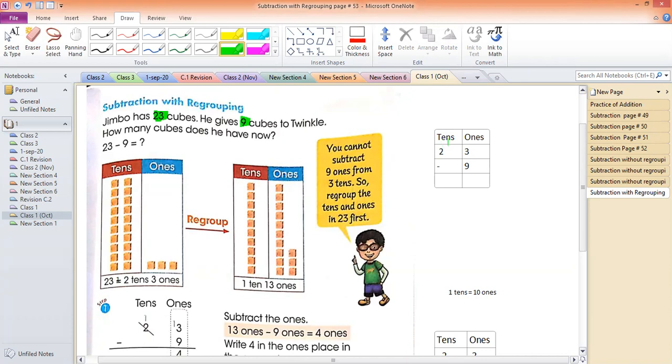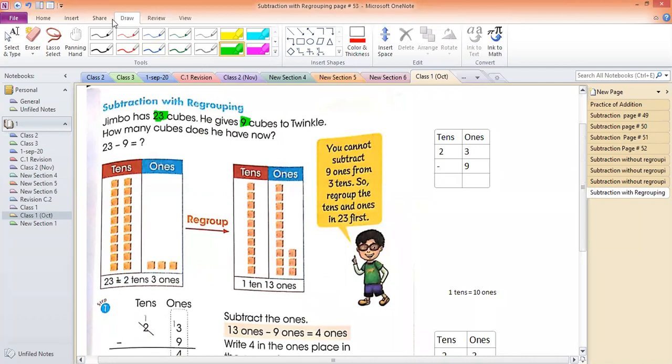I just write as we used to write in subtraction without regrouping, the tens and the ones. In 23, how many tens are there? There are two tens, so I write 2 in the tens box, and there are 3 ones, so I write 3 in the ones. Okay. Now, how many does he give? 9. In 9, there is only a single digit, that is ones, so I put this 9 in the ones place. Now, we need to minus 9 from 23.